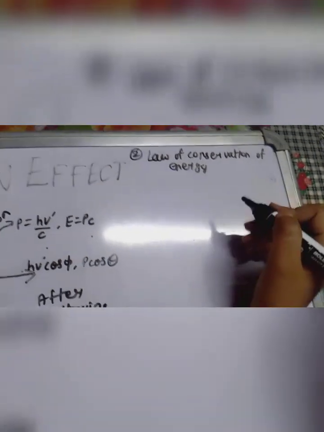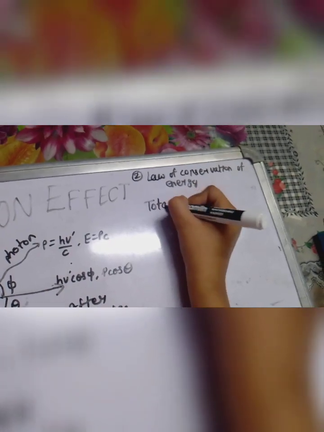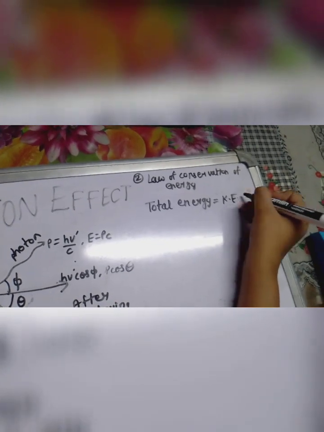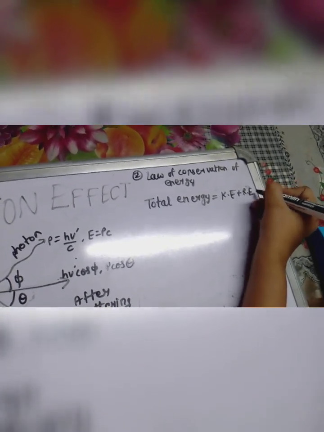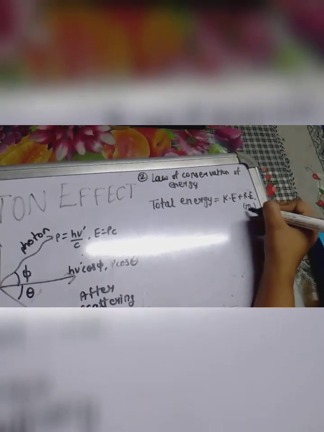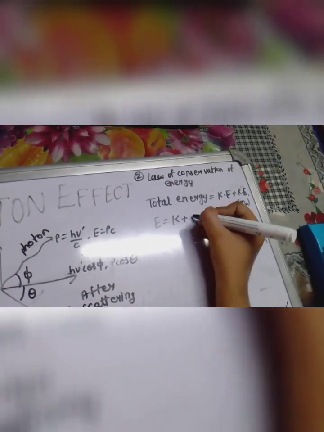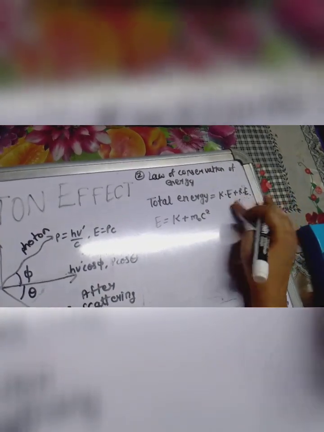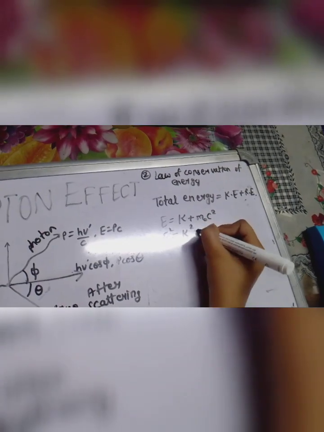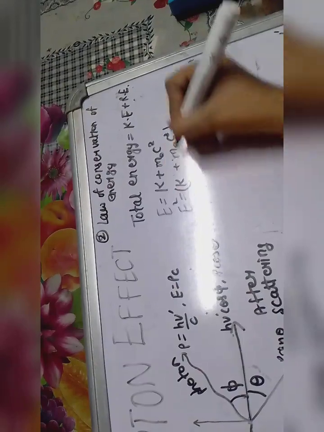Now I am going to apply the second law, which is the law of conservation of energy. There is a formula in physics: total energy is equal to kinetic energy plus rest mass energy. The rest mass we denote as m naught. Remember this. So here E is equal to k plus m naught c square, and now I am squaring this, so E square is equal to k plus m naught c square, whole square.